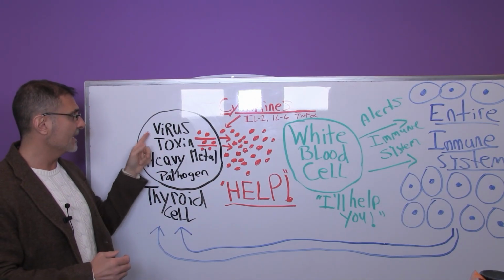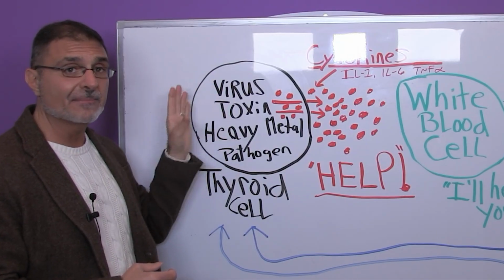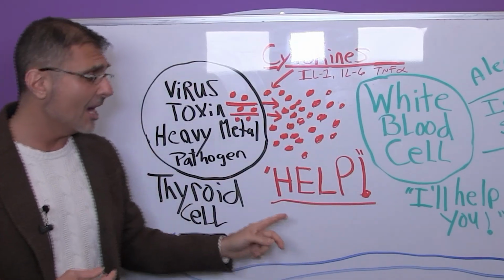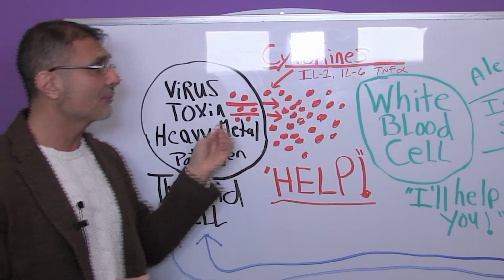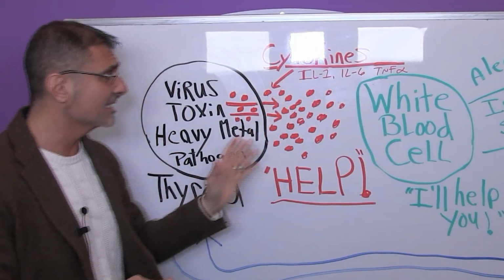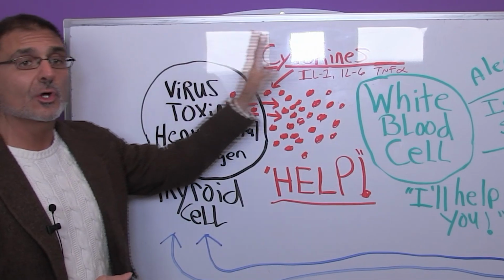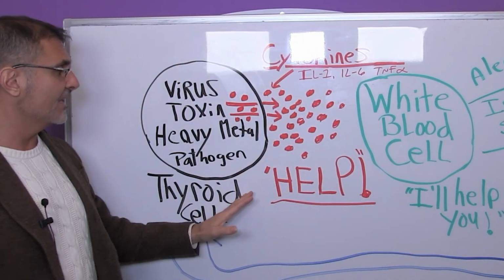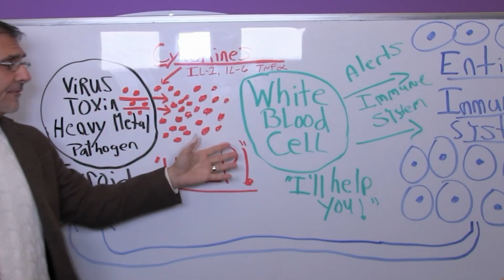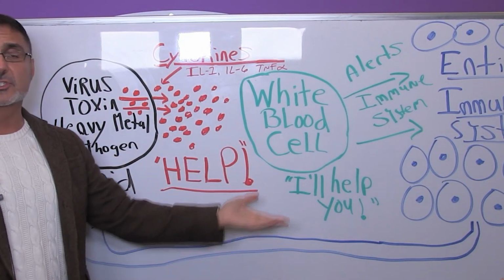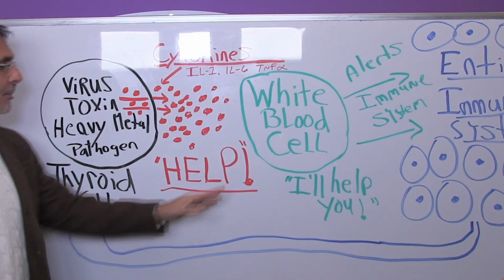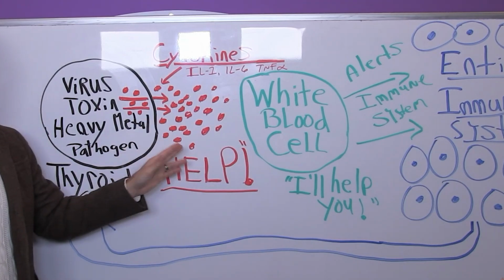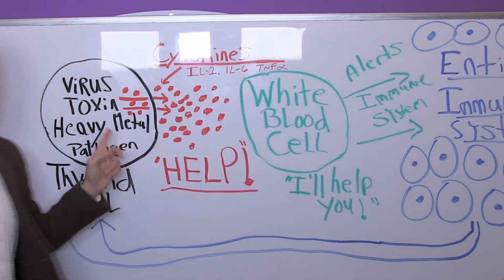So, to back up again, we have a virus, toxin, heavy metal, something inside the cell. That creates inflammation in the cell. The cell yells for help. It does that by releasing the cytokines. So the cytokines now are in the extracellular space, the area outside of the actual cell. Now the cytokines are floating around. You'll get a white blood cell that comes strolling on by, and the white blood cell goes, oh my God, this cell needs help. Let's go ahead and help it. I'll help you, cell.